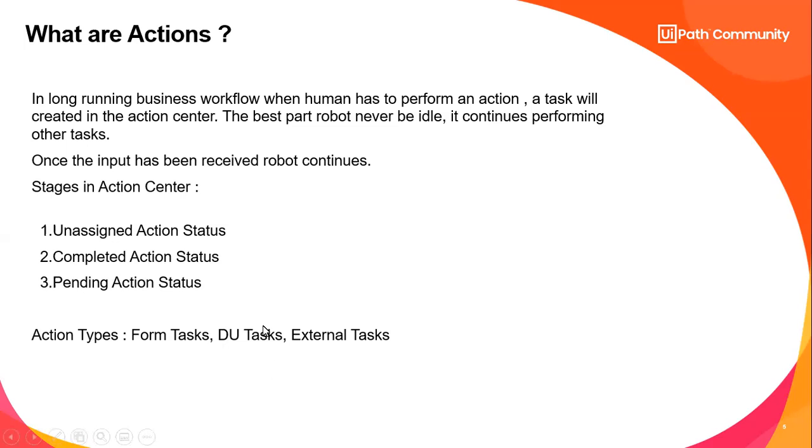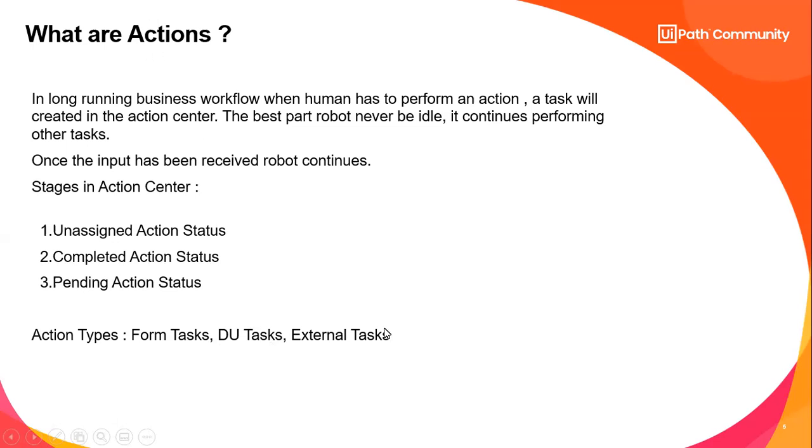Next, document understanding tasks. This type of action will present the human with information that the robot has been able to identify in the documents using OCR engines. There are 2 steps in document understanding, classification and validation. In both of these steps, Action Center is used. So for that type of DU task, we also use Action Center.